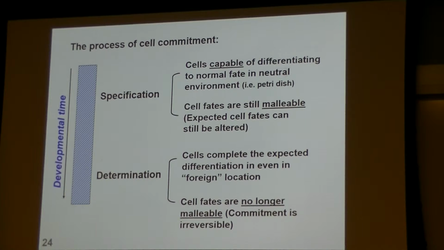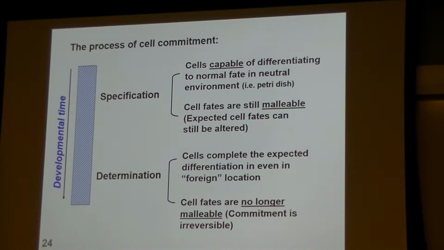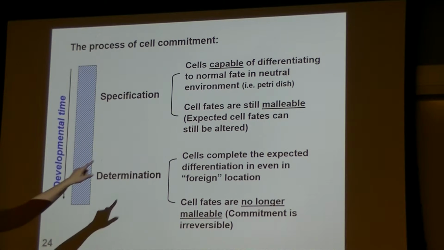The first initial process is specification, and we've touched on this briefly before. This is a period of time where cells acquire enough information to start to differentiate into one or another cell fate. So if they're just left alone in a neutral environment, at this point they're beginning to have enough information to go ahead and differentiate a particular cell fate, but they could still change that cell fate if moved to a new place or exposed to different factors.